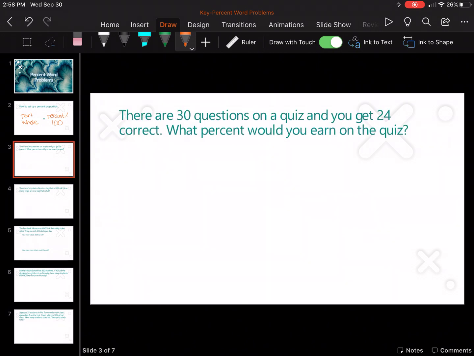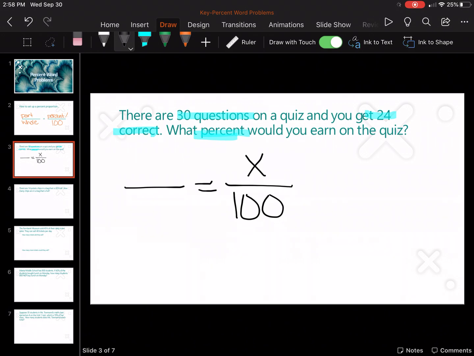So there's 30 questions on a quiz, and you get 24 correct. What percent do you earn? Okay, so they're always going to set up a proportion, cross multiply, divide. So we always go ahead, think about it, and always put your 100 in. Percent's always going to be out of 100. So what percent? Our percent is our missing, so I'm going to call that X. Our missing, you can put it as a question mark or you can leave it blank.